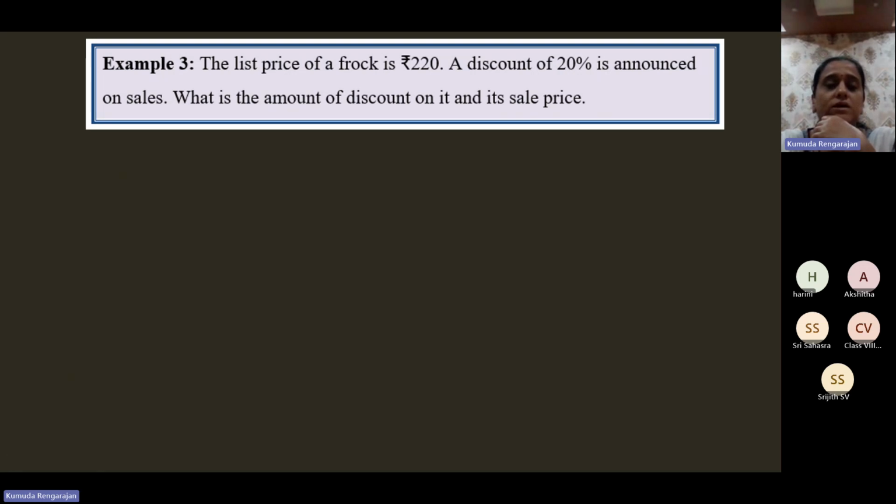Okay. The list price of a frock is rupees 220. A discount of 20% is announced on sales. What is the amount of discount on it and its sale price? So we have to find the discount in rupees and the selling price. We are given the marked price 220. We are given the discount percentage. We have to find the value of the discount in rupees and also the selling price.